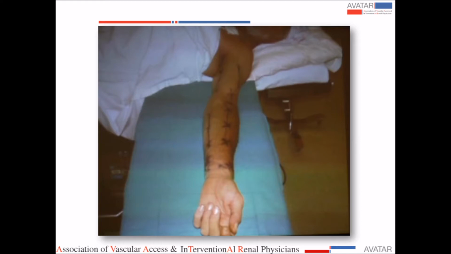So we have an epidemic of obesity going on, and you have all these patients with huge arms, and you need to know how deep the vein is before you take it up for an AV fistula, and I'll talk about the rule of sixes. Otherwise you may need a second surgery or a superficialization.